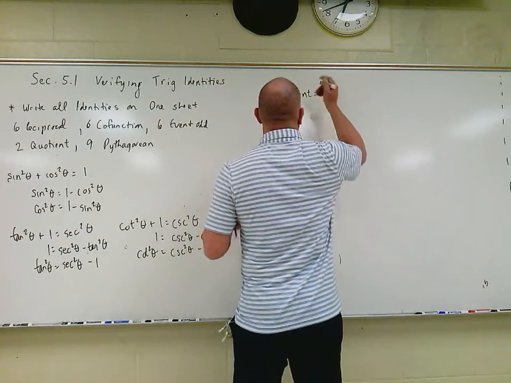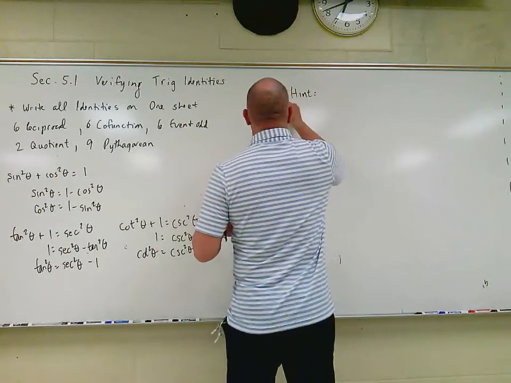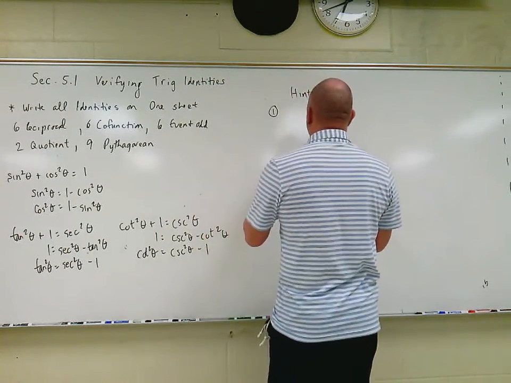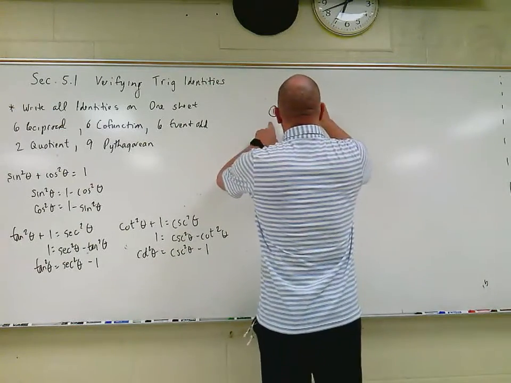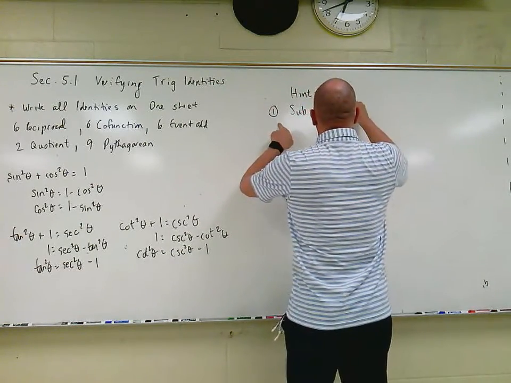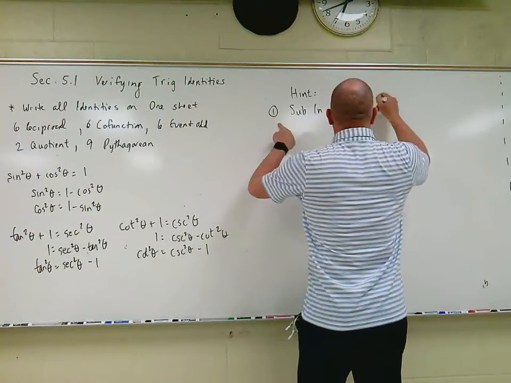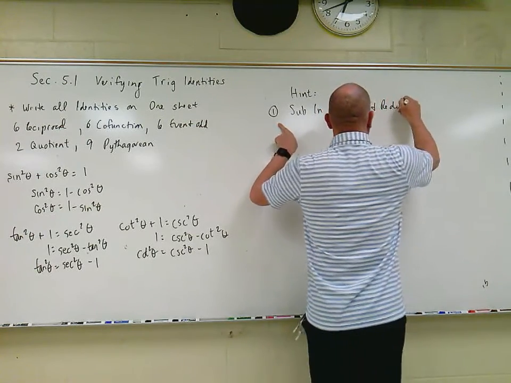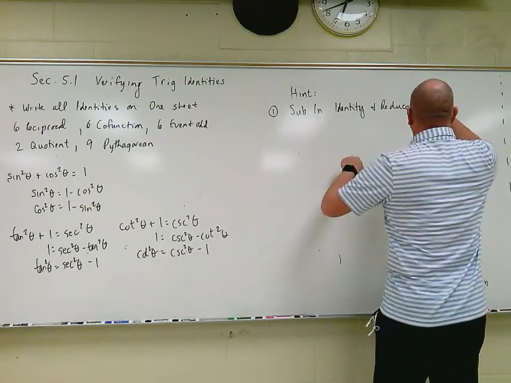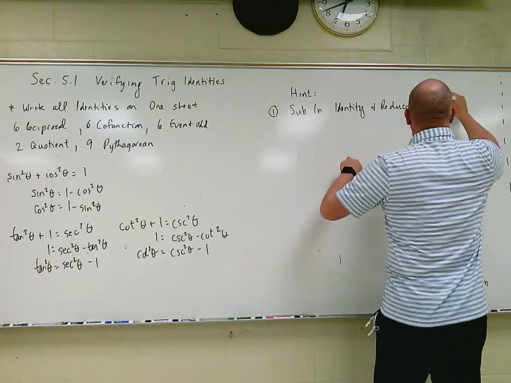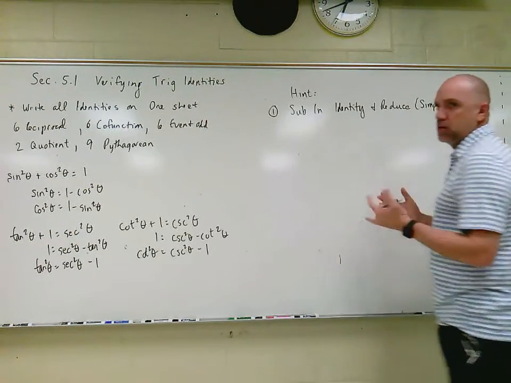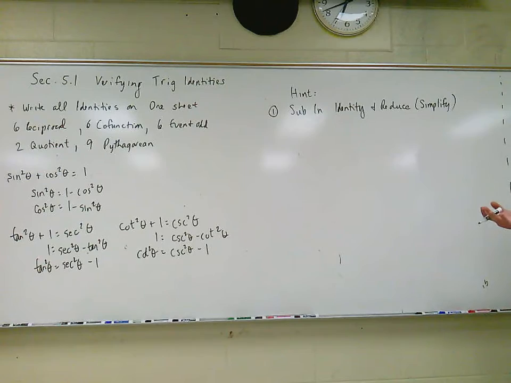So my first hint is this. I'm just going to look to sub in an identity and reduce, and the other word for reduce is to simplify. So really there's no magic right from the start. Can you just sub in an identity and simplify?